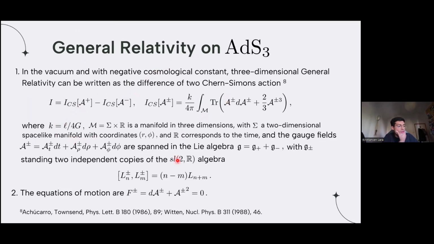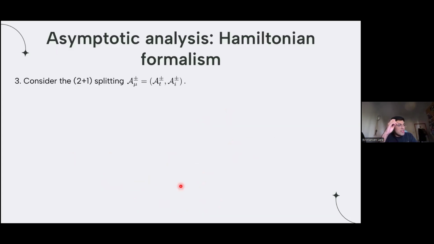We are going to foliate our manifold with polar coordinates t, r, phi, and t, rho, phi. I have a typo here. The gauge fields are spanned into independent copies of the SL(2,R) Lie algebra, and the equations of motion are, of course, the zero curvature equation. Nonetheless, this equation of motion, which corresponds to Einstein equations in the Chern-Simons formalism of gravity, is somewhat different from the one that I showed you before, F_t phi equal to 0. So we have to massage this differential equation in order to arrive at the previous one.